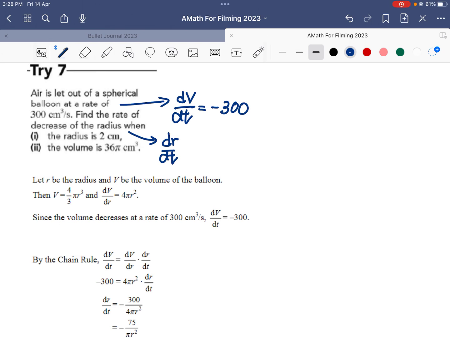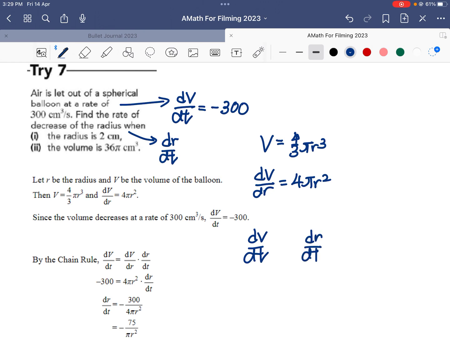Okay, now we need to work some things out. I know that when I have a volume, in this case the volume of a sphere, you need to memorize it is 4 over 3 pi r cubed. So if I differentiate the volume with respect to radius, what I get is 4 pi r square. Okay, now I got 3 things here. I got the rate of change of volume with respect to time, the rate of change of radius with respect to time, and I got you differentiating V with respect to r. How can I fit them so that they form an equation?